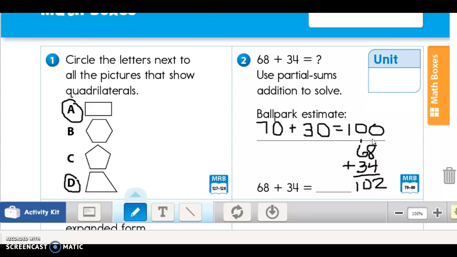Now I check to see if 102 is reasonable to 100. Is it reasonably close to 100, our estimate? Yes, that means we're probably right. That is why we estimate, to see if our answers are reasonably close. I do see a unit box here, so we just put a noun in there. So let's support our tigers. So I'm going to write tigers in our unit box.